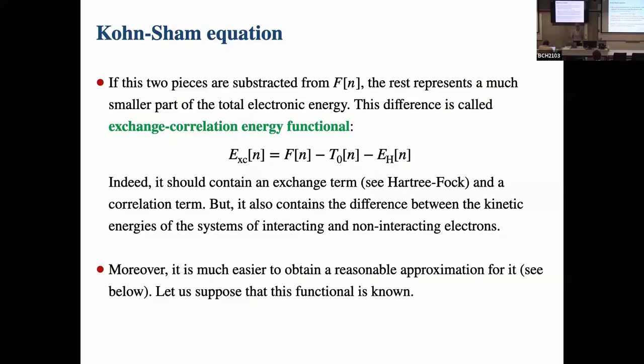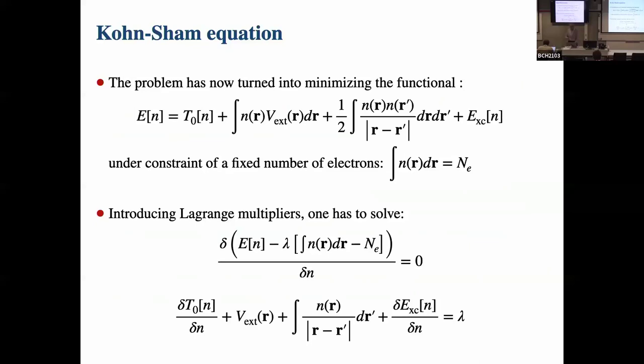The advantage compared to trying to get directly the functional for F of n is that this one is much smaller, and so even if we make small errors on that, it works reasonably well. So if this functional is known, then we can simply write that the total energy, which is a function of the density, is the term related to the kinetic energy of non-interacting electrons, plus the integral of the density times the external potential, plus the Hartree term, plus the term that we don't know. And we have to minimize that under the constraint of a fixed number of electrons.